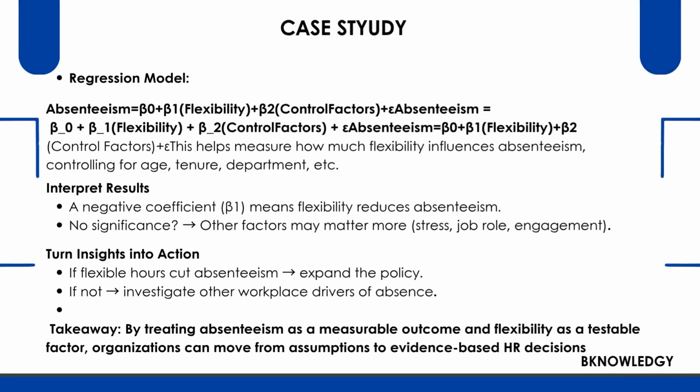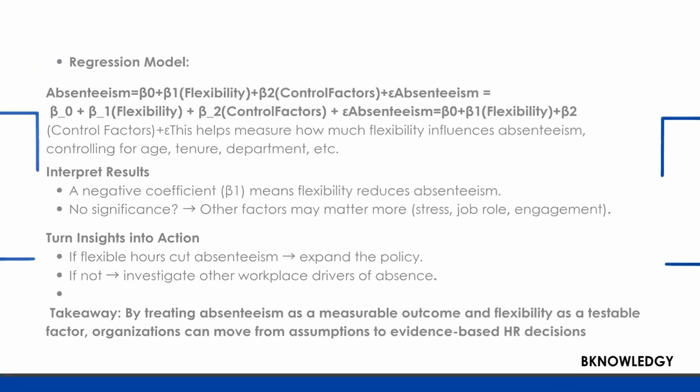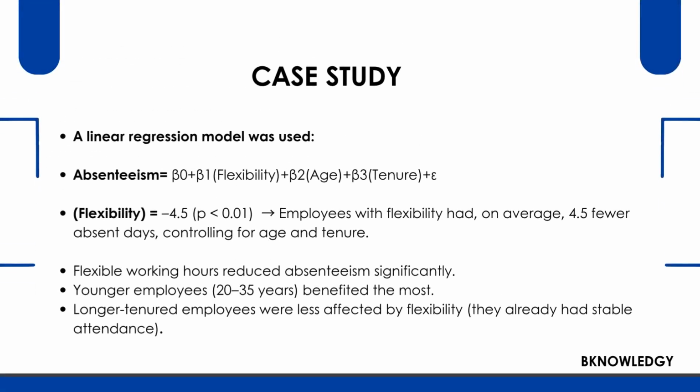Regression model. Absenteeism equals beta 0 plus beta 1 times flexibility plus beta 2 times control factors plus epsilon. This helps measure how much flexibility influences absenteeism, controlling for age, tenure, department, etc.